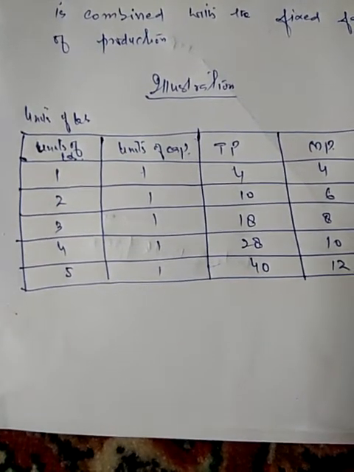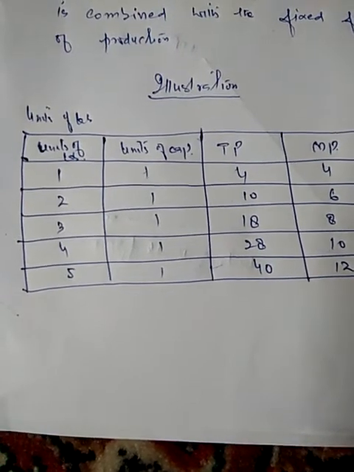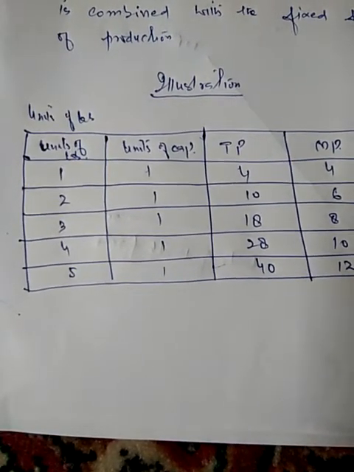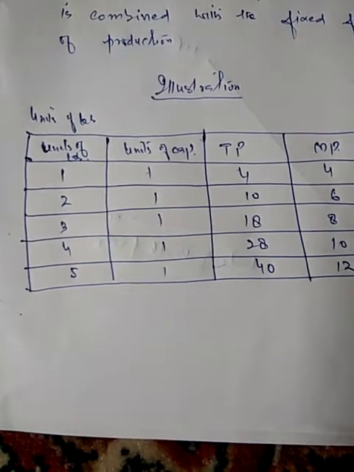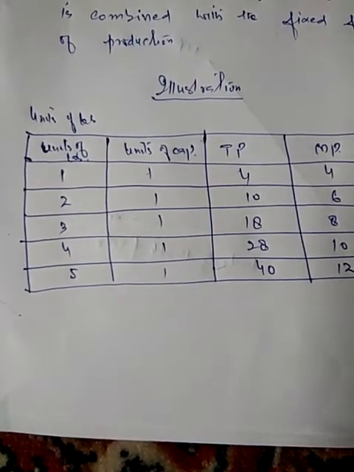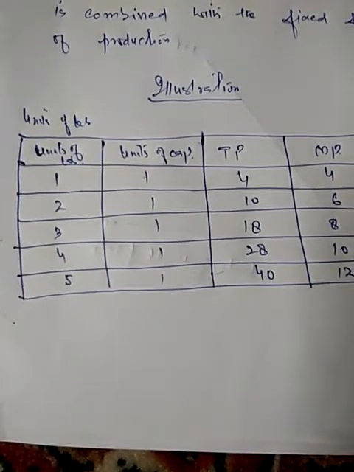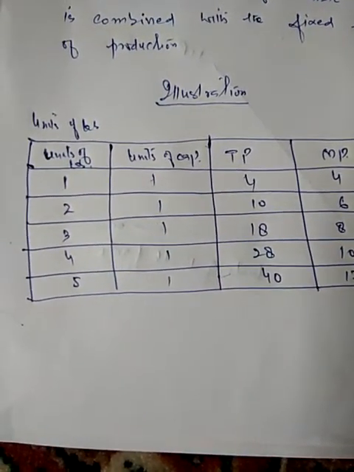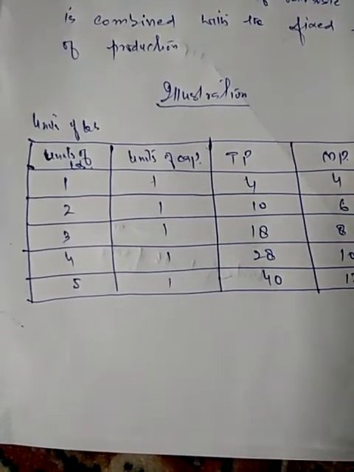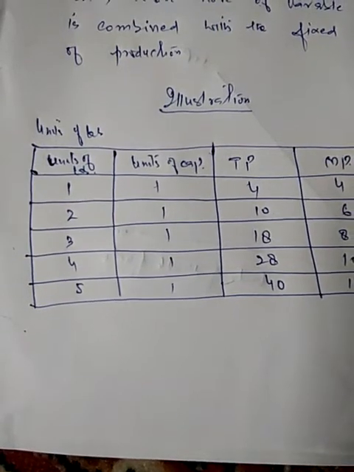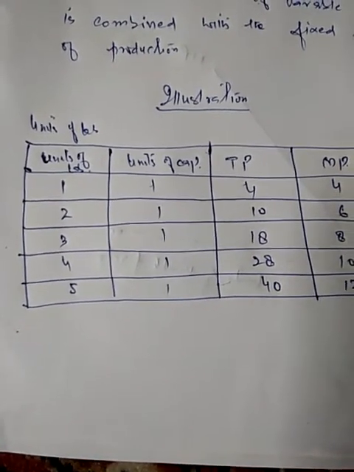And now see the total product. When we apply one labor to one machine, for example, it gives us 4 units of output. When we apply 2 units, output goes to 10. We apply 3, output goes to 18. At 4, it reaches 28, and at 5, it reaches 40. Now what's happening? Our total product is increasing at an increasing rate with every addition of the variable factor. As we go on increasing units of labor, the total product is increasing at an increasing rate.